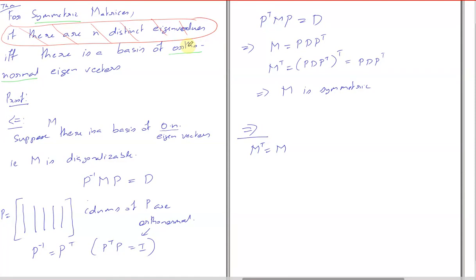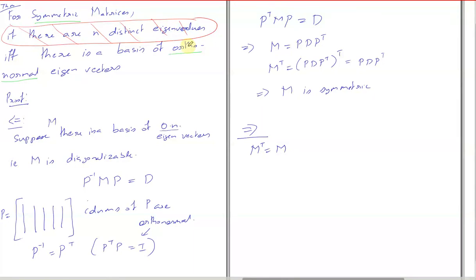So for that, first we have to prove that if M is symmetric, then it is definitely diagonalizable. If M is symmetric, is it always diagonalizable? That we need to prove. That is also an important thing we need to prove for proving this thing. Yeah, you are right.